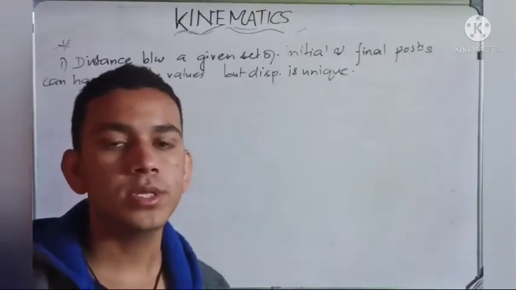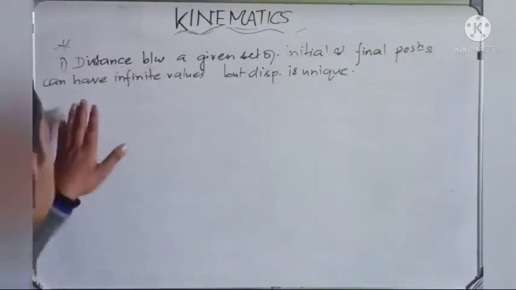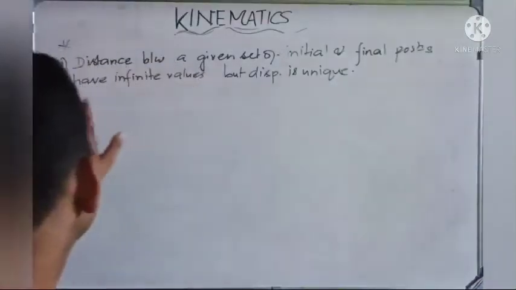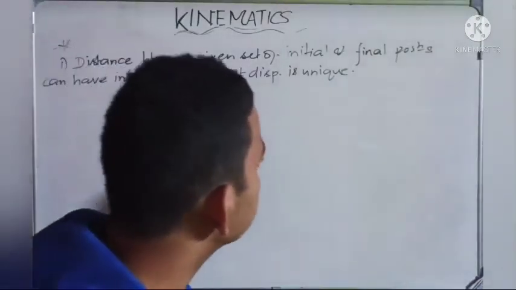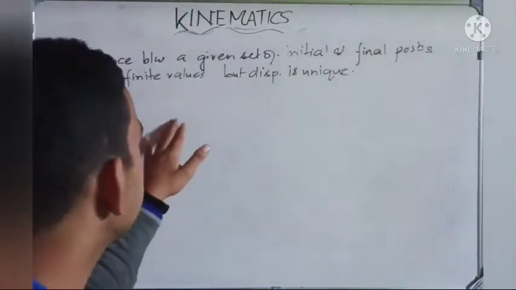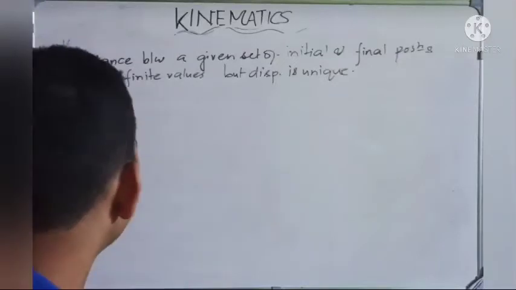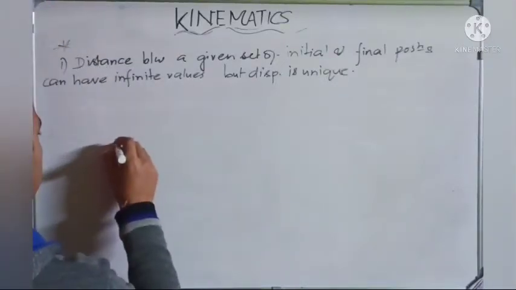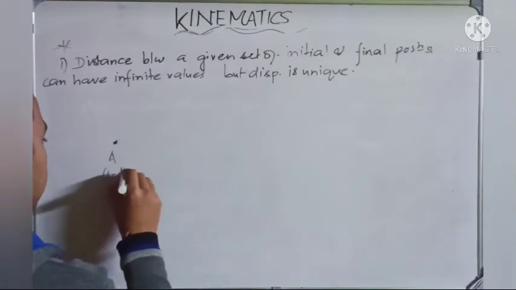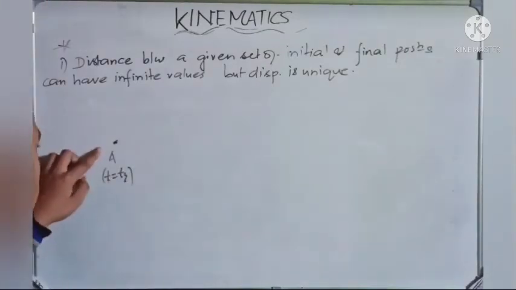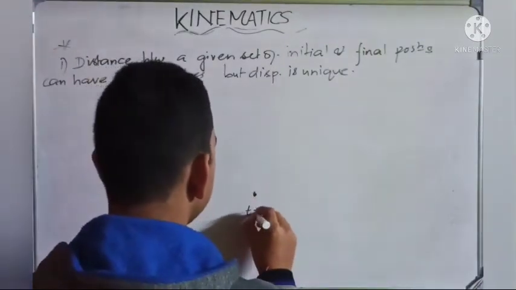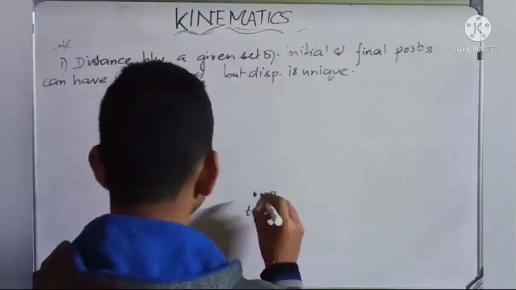Now let's note some important points. The first point is, distance between a given set of initial and final positions can have infinite values, but displacement is always unique. Let's understand this statement using a diagram. Suppose the initial position is this point A. At t equal to t initial, the particle is at position A, and at t equal to t final, the particle is at position B.